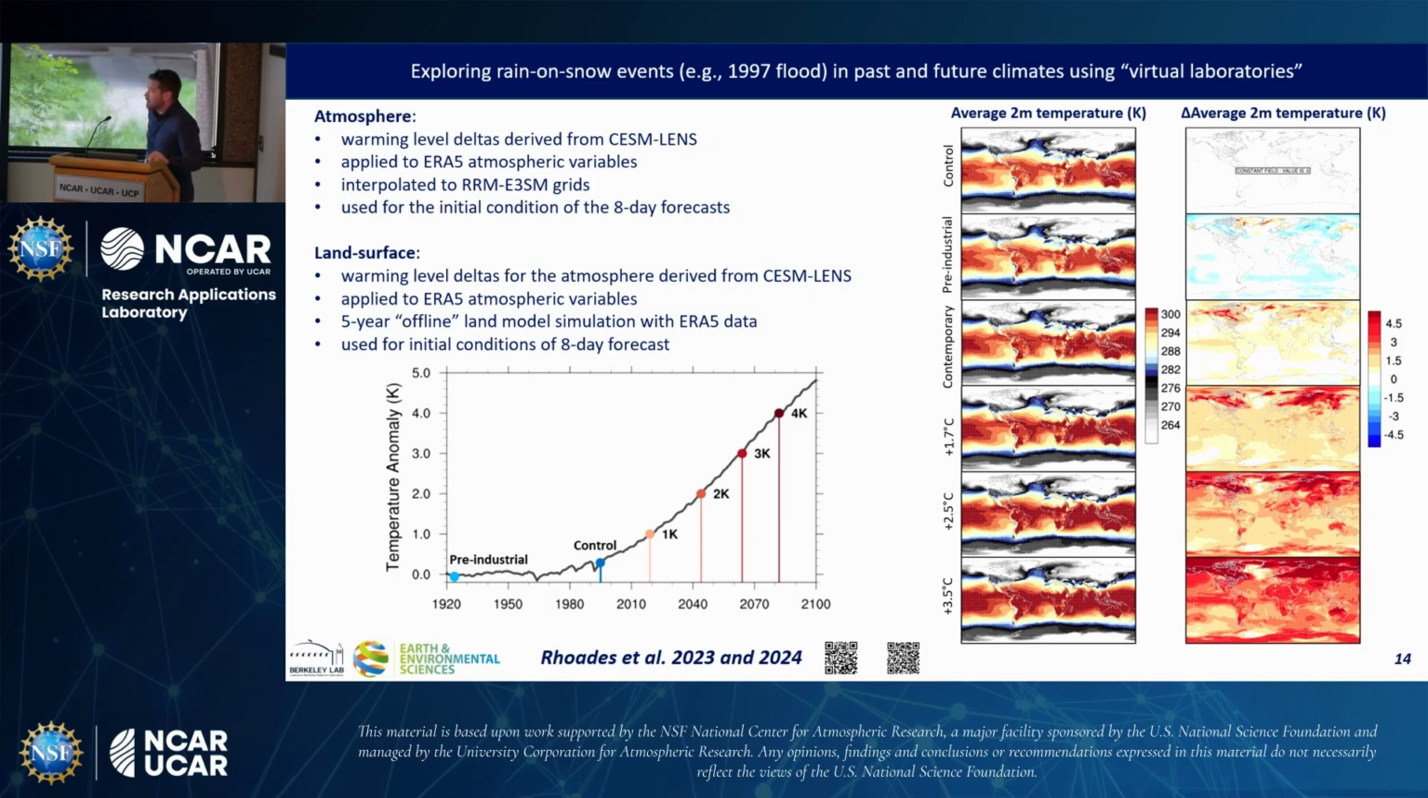And then we also do a land surface spin up, and you'll see some animations in just a second showing that. 5 years prior to the event, we also do an offline land surface model simulation where you're giving it that ERA5 data with those deltas, and then you're spinning up the land surface to build snowpacks or deplete snowpacks in a warmer or cooler world as a result.